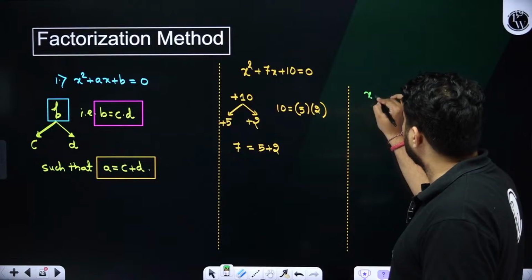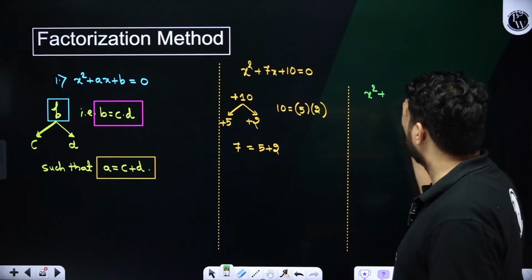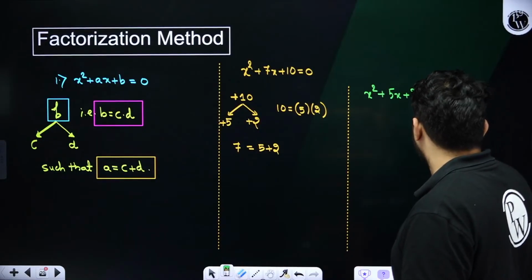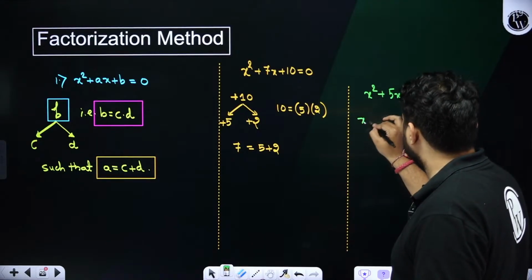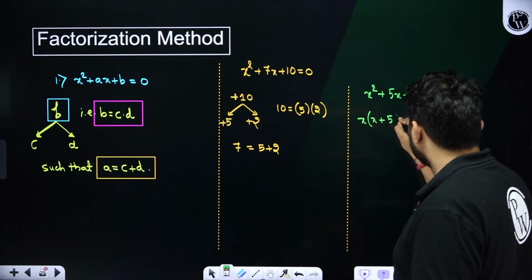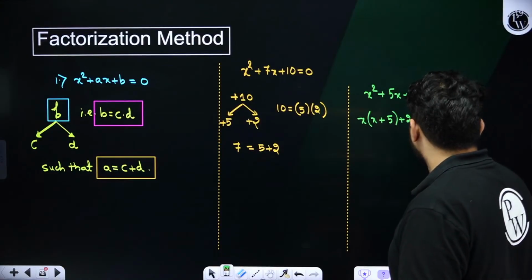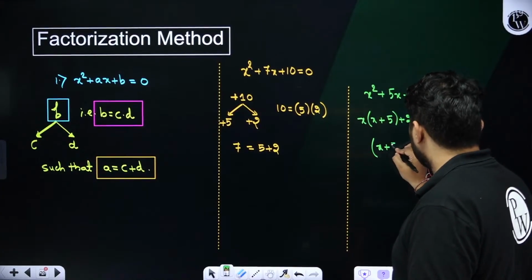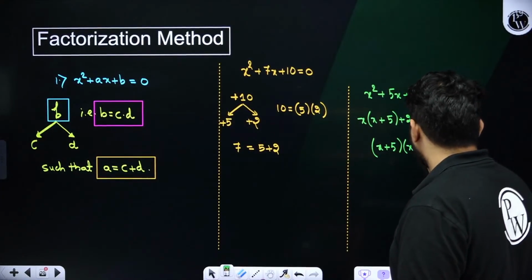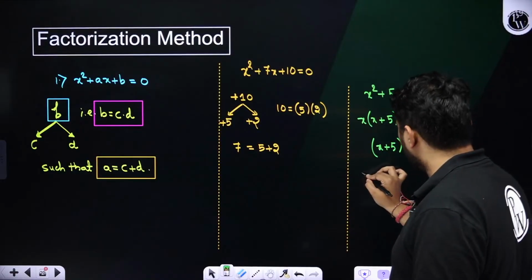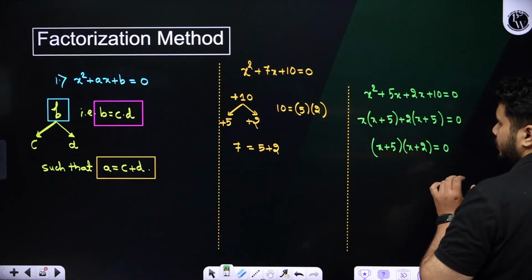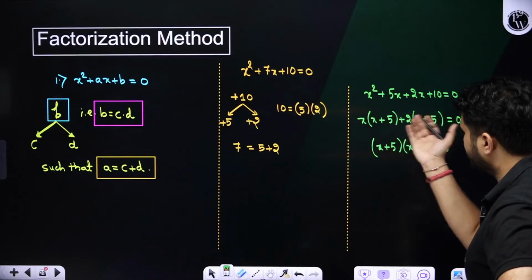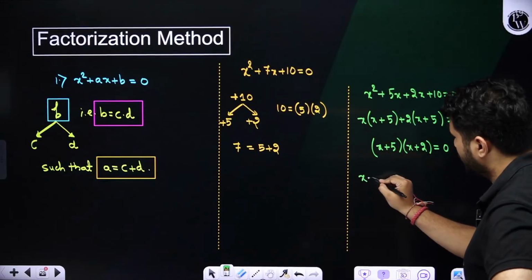So from here x square plus 7x plus 10 can be written as x square plus 5x plus 2x plus 10 is equals to 0. Taking x common, we get x plus 5, and taking 2 common, we get x plus 5. So x plus 5 multiplied by x plus 2 is equals to 0. Each factor is equal to 0. If I take x plus 5 common, x plus 2 is remaining.